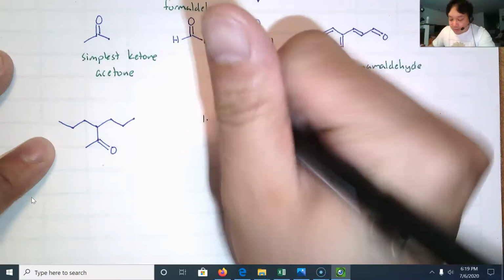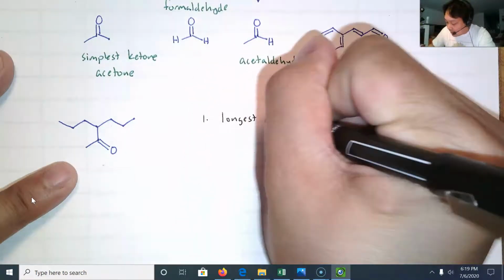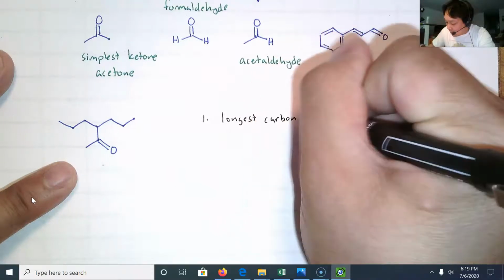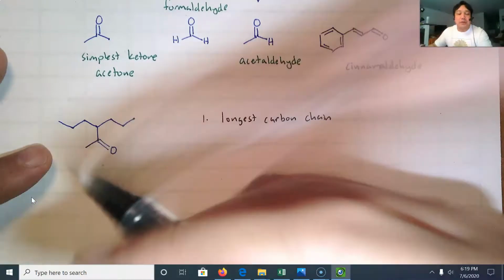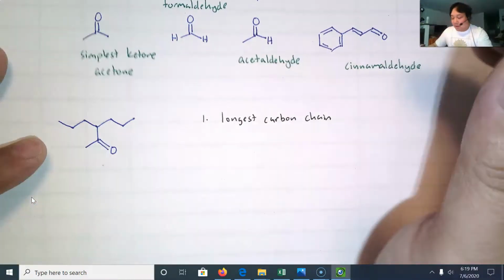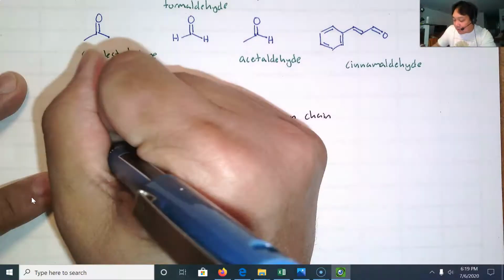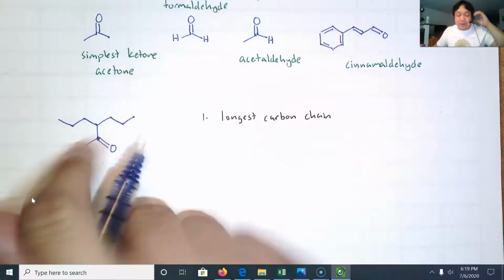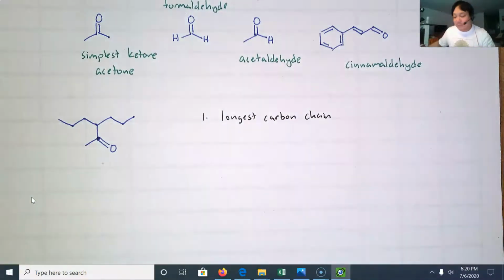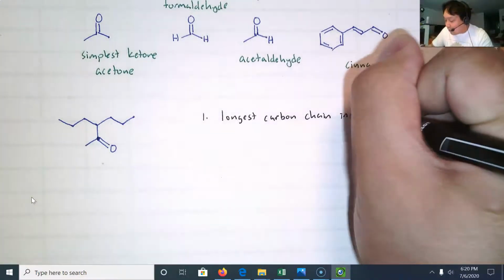Number 1, find the longest carbon chain. But, with alcohols, we needed to include the alpha carbon. We need to include the carbon, in this case, of the carbonyl group. Technically, this is not called the alpha carbon anymore. Don't worry about it. Just remember that you have to include in the longest carbon chain the carbon of the carbonyl.